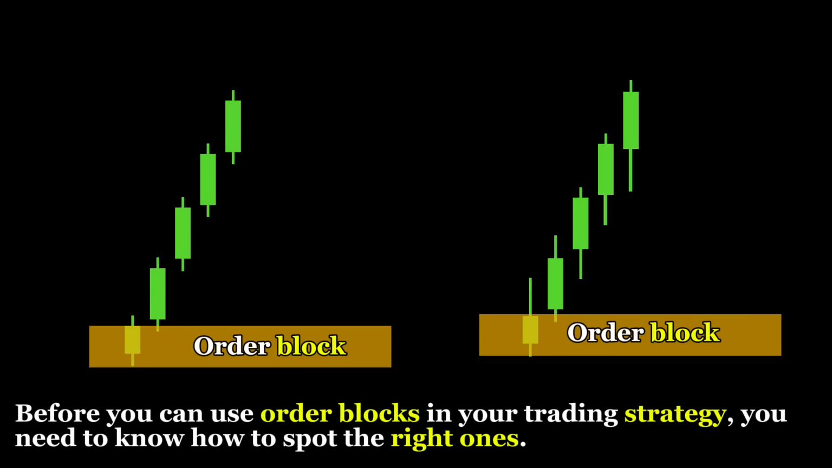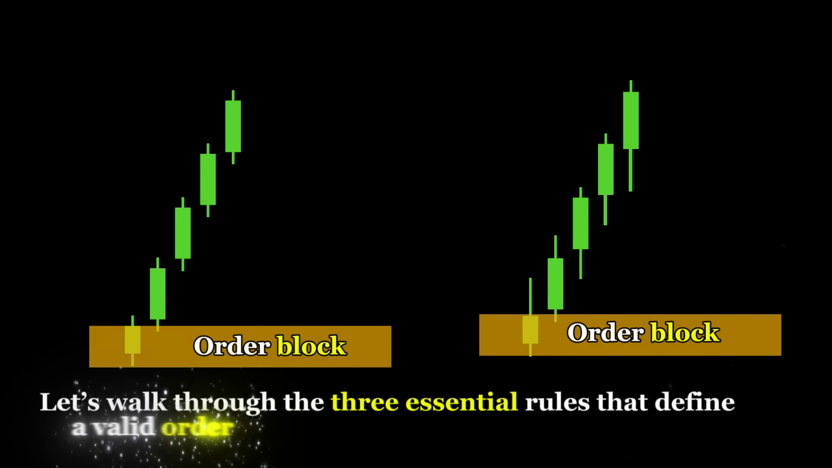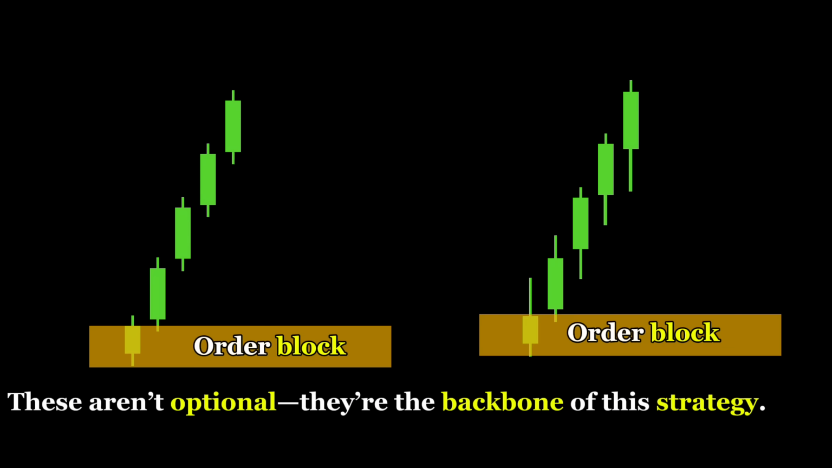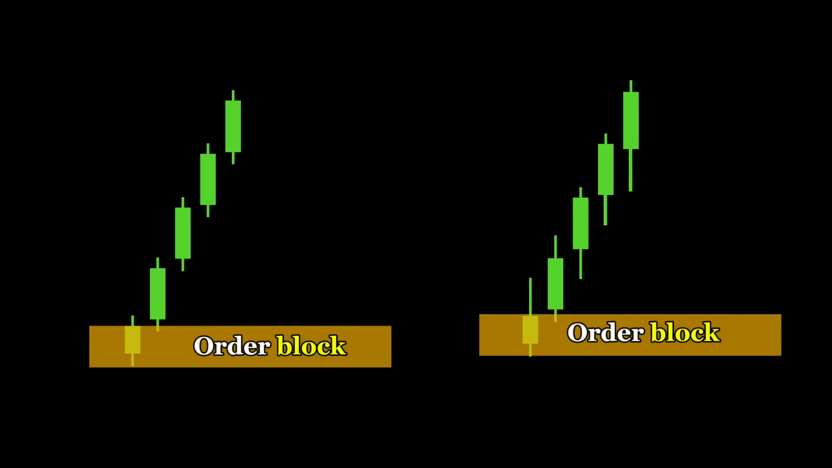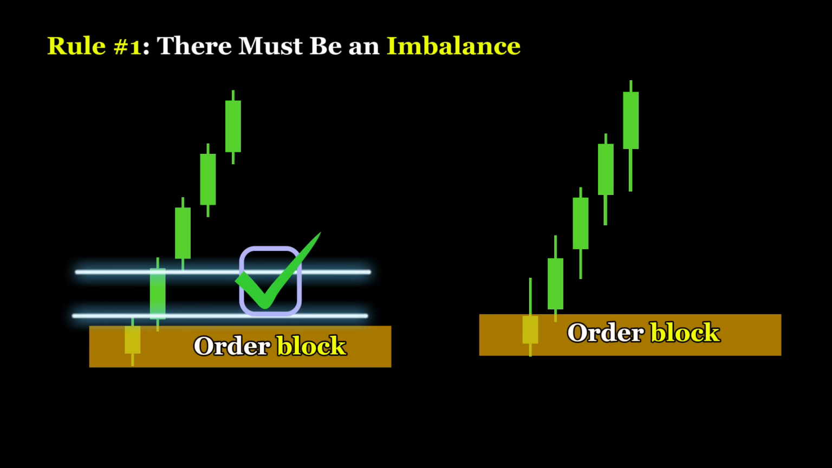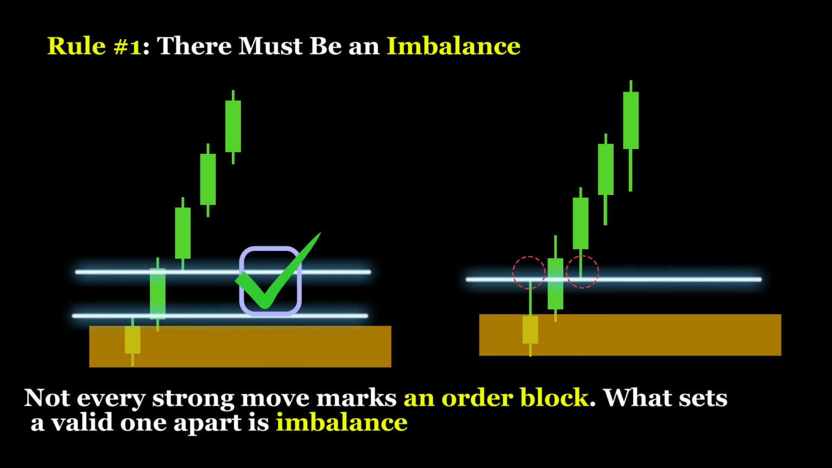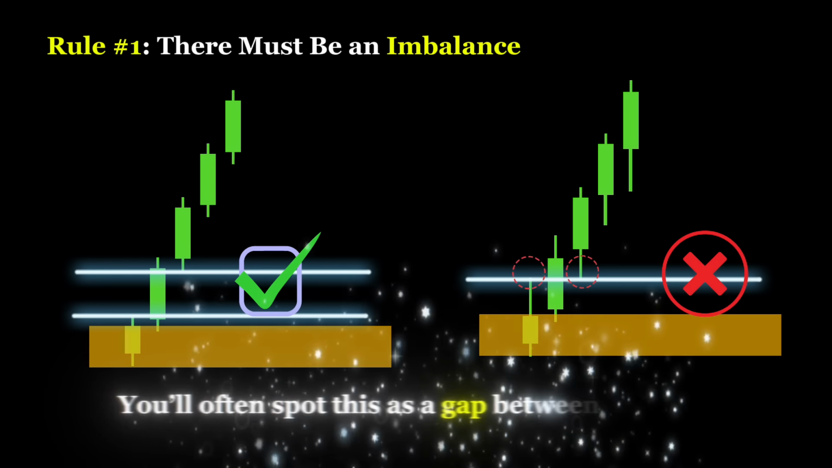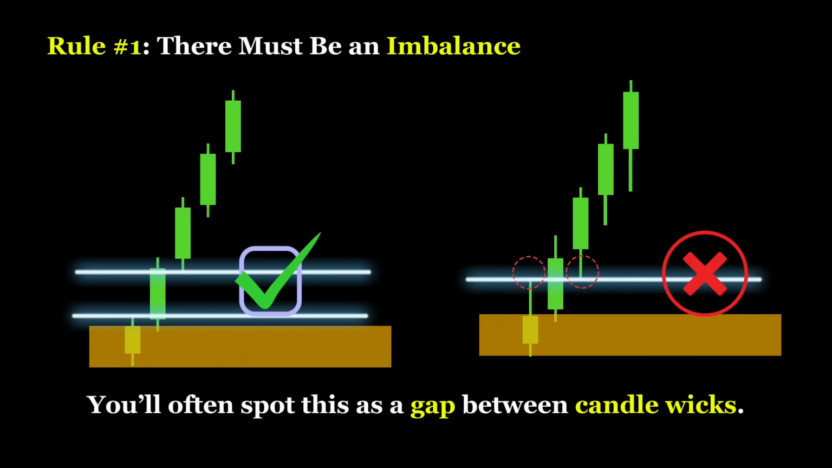Before you can use order blocks in your trading strategy, you need to know how to spot the right ones. Let's walk through the 3 essential rules that define a valid order block. These aren't optional, they're the backbone of this strategy. Rule number 1, there must be an imbalance, also known as a gap or inefficiency. Not every strong move marks an order block. What sets a valid one apart is imbalance. A stretch in price where there wasn't enough time or liquidity for the market to trade fairly. You'll often spot this as a gap between candle wicks.